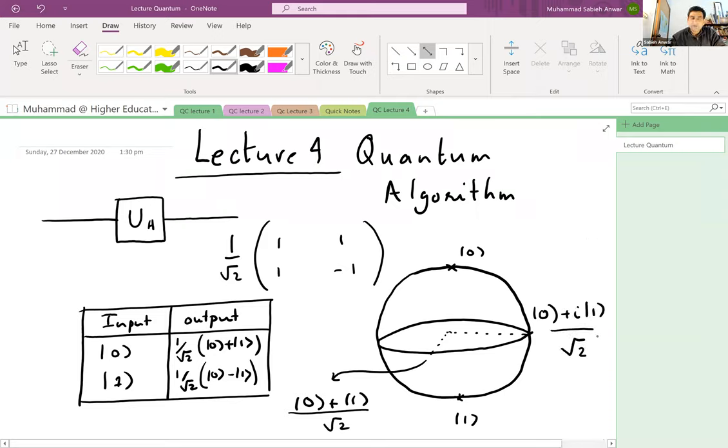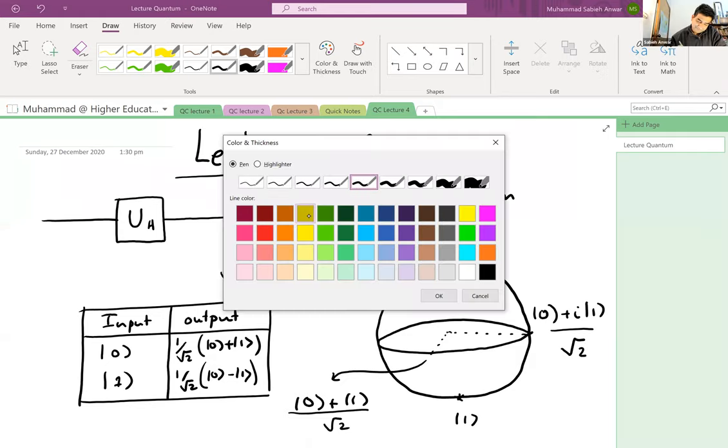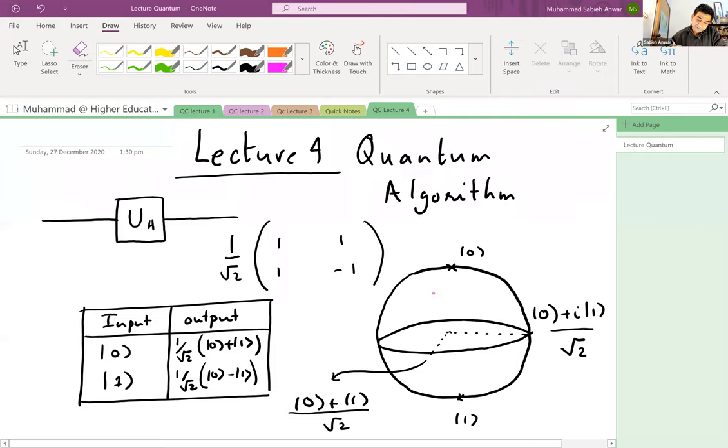So now with this definition of the Bloch sphere, I ask the question: what kind of rotation is a Hadamard gate? Has anyone thought about this? Does anyone have an answer? Yes. Can you please identify yourself? Yeah, my name is Rant. A rotation around the y-axis by pi over 2, and then another rotation around the x-axis by pi. By pi. Okay. So it's a sequence of two rotations.